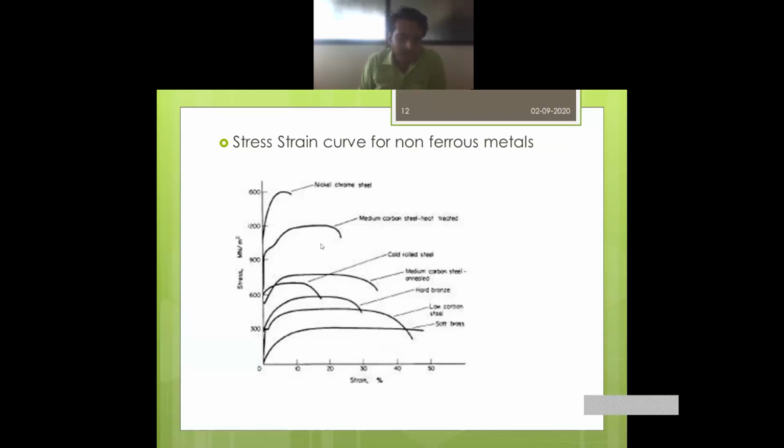It may not be the standard value for that metal, but you can observe here. Medium carbon steel, heat treated, is showing an ultimate load point of 1200 kilonewton per meter square, and nickel is showing an ultimate load point of around 1500 kilonewton per meter square. So the ultimate load carrying capacity of the material changes with the material.